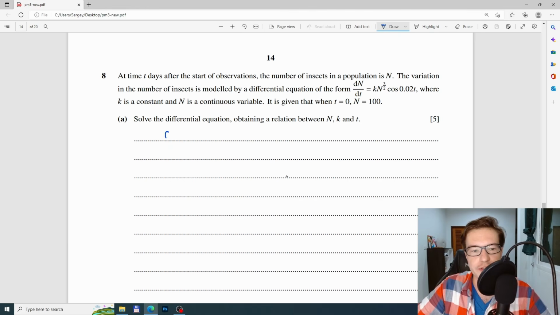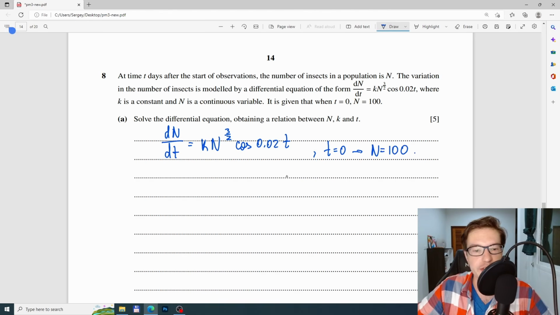The next question is about differential equations. So first of all, let's write it down. dn over dt equals k n to the power 3 over 2 cosine 0.02 t. And we also know that when t equals 0, n equals 100.